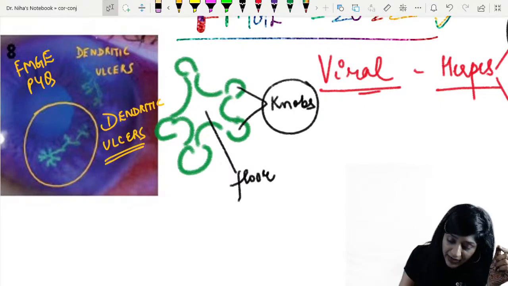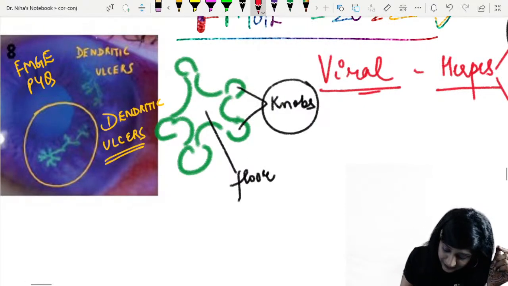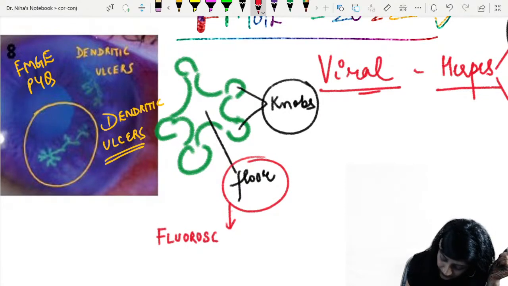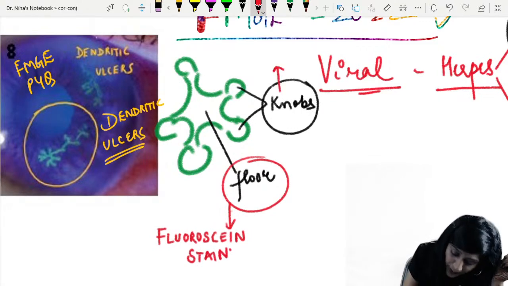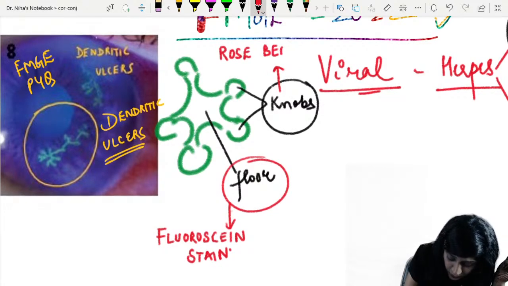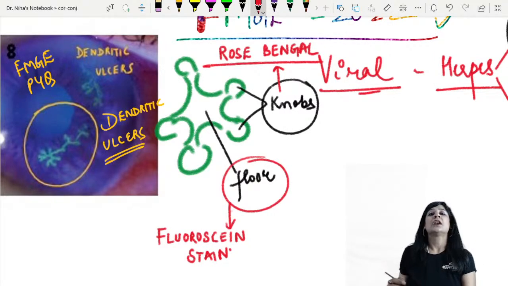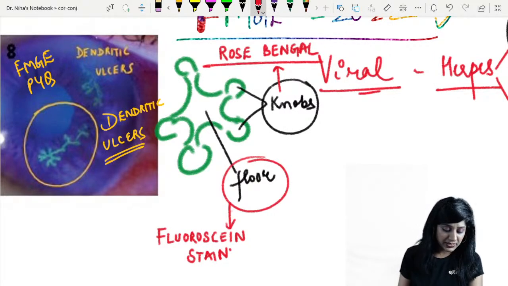Now if you look at the stain, the floor, F for F, is stained by fluorescein, and the knobs by rose Bengal stain. Now who is going to tell me the treatment of this herpes simplex keratitis, dendritic keratitis specifically?